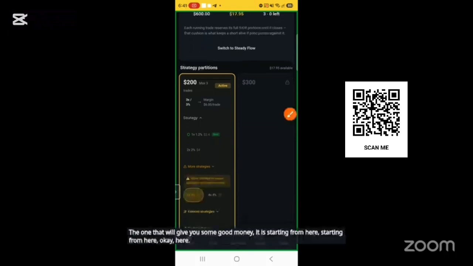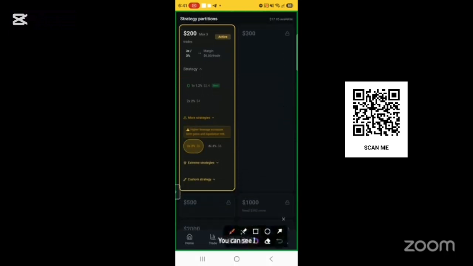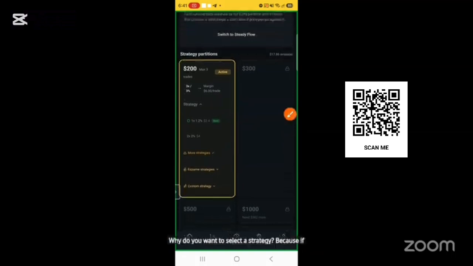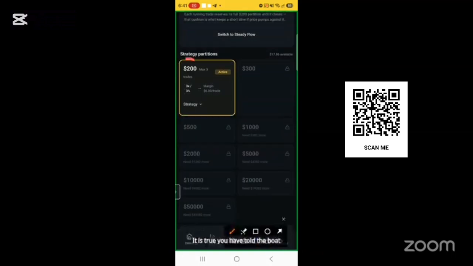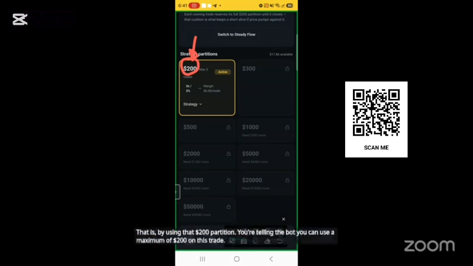The one that will give you some good money starts from here, okay? You can see, I have told the bot that even though I have $200, why do you want to select a strategy? Because if I don't talk about that, we may not understand. It is true you have told the bot that you can use a maximum of $200 per trade. That is by you selecting that $200 partition. You're telling the bot you can use a maximum of $200 on this trade. But do not put all the money at once. Please, I beg you, if you're going to trade for me inside my account, do not put all the $200 at once.